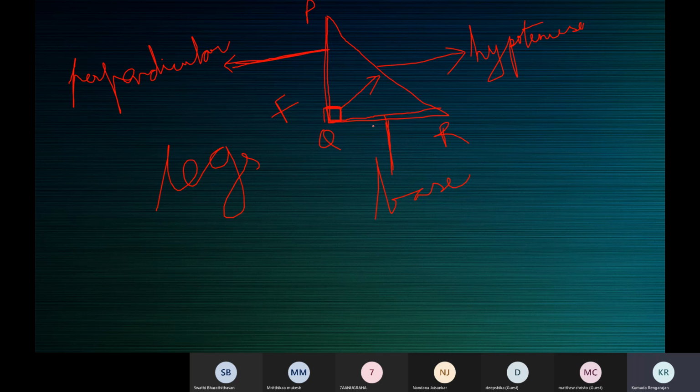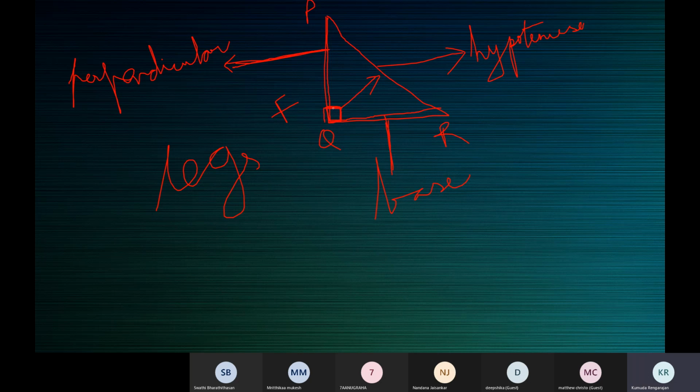The sides PQ and QR are called the legs of the right triangle PQR because they contain the right angle. When we say that these two sides contain the right angle, it means that these two sides are the arms of the right angle. Check that for yourself. An angle has two arms, right? PQ and QR are the arms of the right angle, and hence they're called the legs of the right triangle.